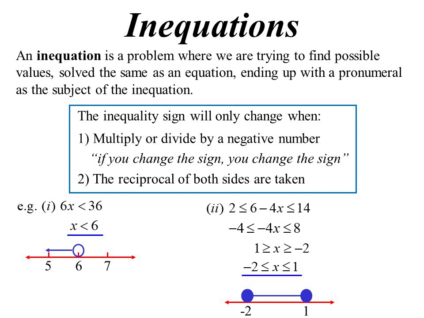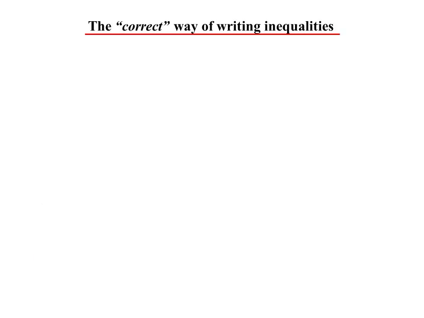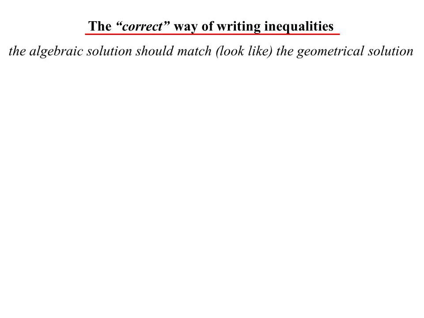And the reason I say that's much better is if you look at the graphical solution and you look at the algebraic solution, essentially they look the same. x is in between negative 2, which is on the left hand side, and 1, which is on the right hand side. It matches the picture nicely. Which brings me to this. The correct, in inverted commas, way of writing inequalities. The algebraic solution should look like the geometrical solution. It's a picture of the algebraic solution.